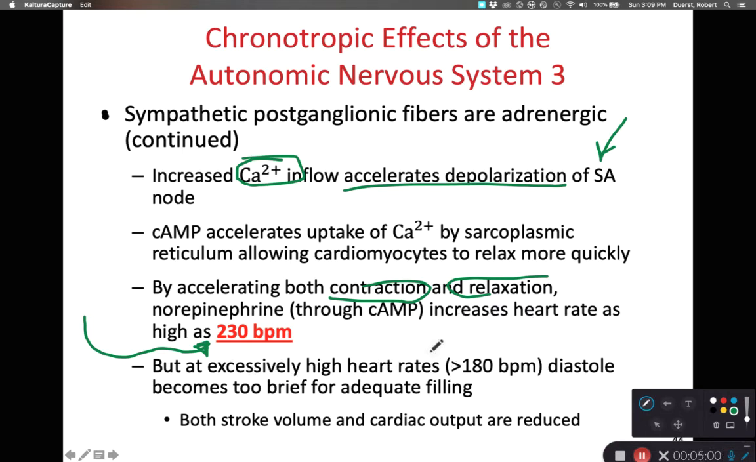As we look at excessively high heart rates, anything over 180 beats per minute, we find that for most people, diastole becomes so brief that there's not really enough time for adequate filling of the ventricles, and we start to get a diminishing return, where stroke volume goes down because the ventricle doesn't have enough time to fill with blood, and then as stroke volume goes down, cardiac output goes down.